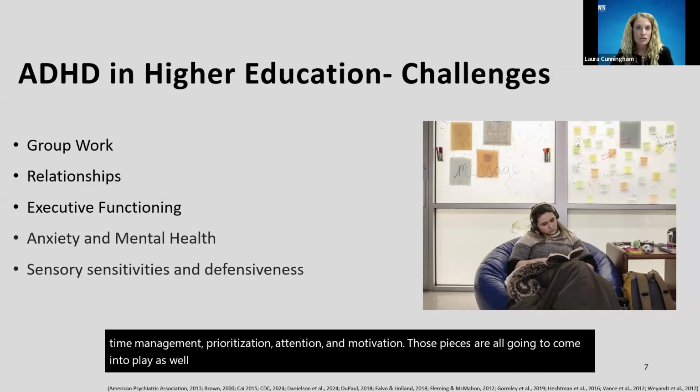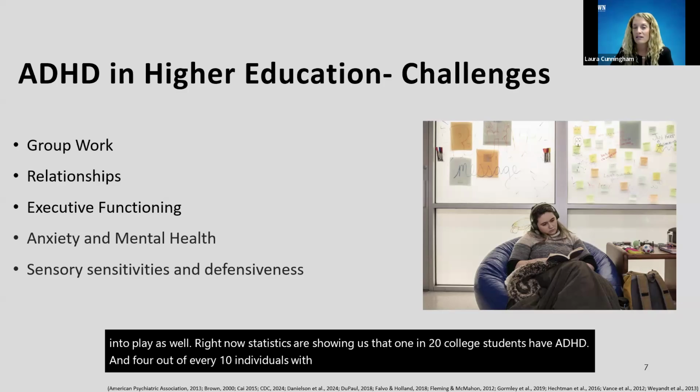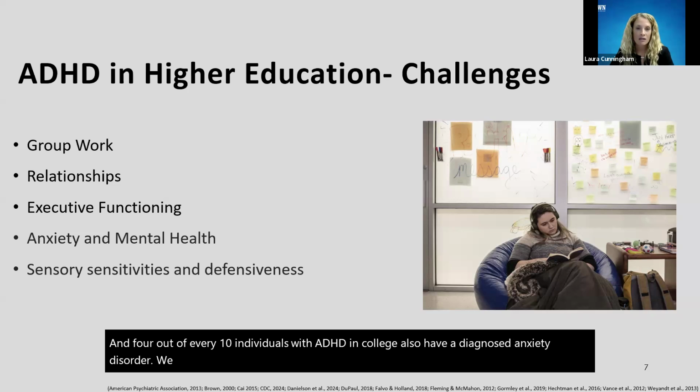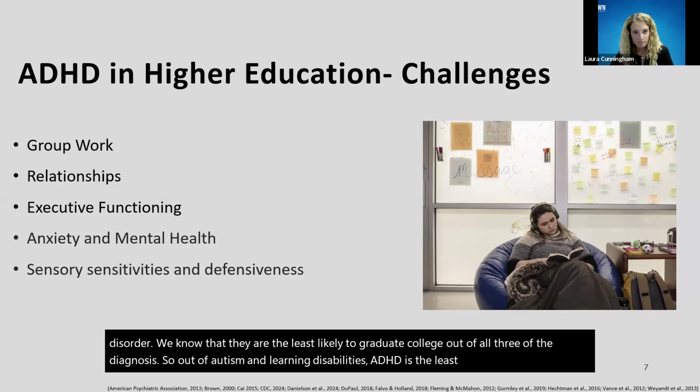Right now, statistics are showing us that 1 in 20 college students have ADHD. And 4 out of every 10 individuals with ADHD in college also have a diagnosed anxiety disorder. We know that they are the least likely to graduate college out of all 3 of the diagnoses. So out of autism and learning disabilities, ADHD is the least likely to graduate.